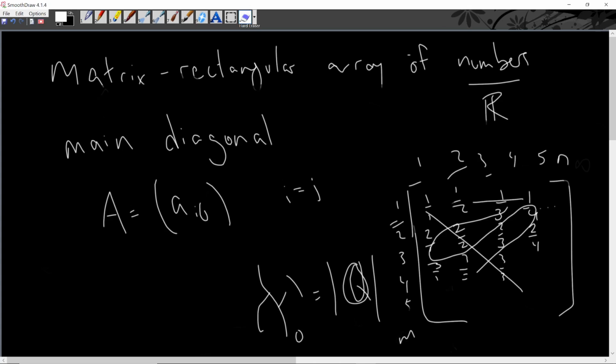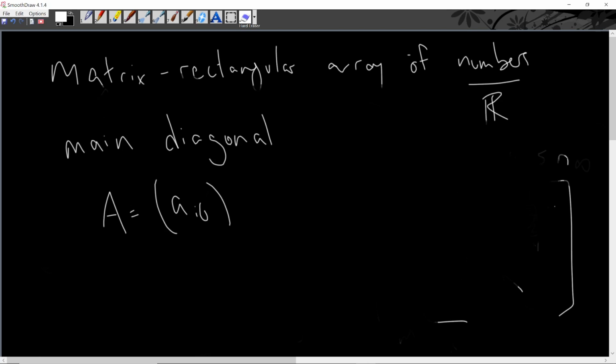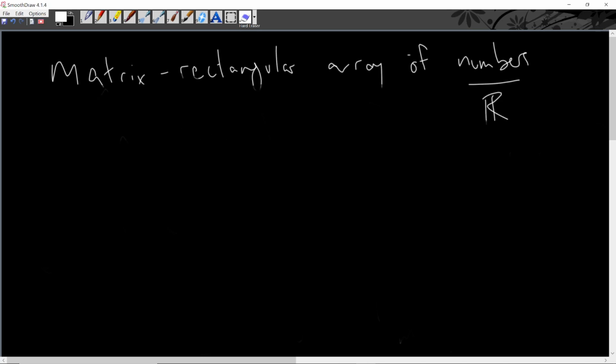I'm way off topic here, but the main diagonal, while it might not be super useful, being all the elements a_ij in big A where i equals j, can be useful, and it's also useful for defining our unit matrix. So let's define our unit matrix. A unit matrix is a square matrix of order n where the main diagonal is 1 and every other element is 0.